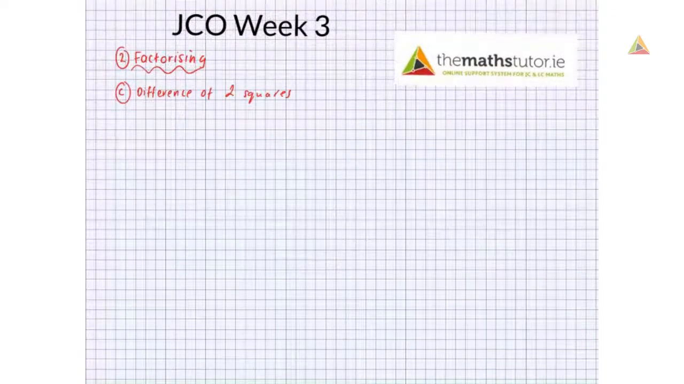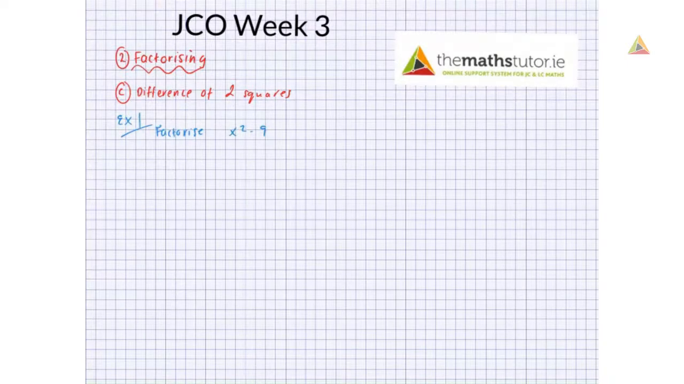Okay, so the next thing we're on to is the difference of two squares, which we've met before, so we're just going to do a quick recap. You will be asked to factorise. It won't say use the difference of two squares, it will say factorise, so you have to be able to recognise that. So the first question is to factorise x squared minus 9.